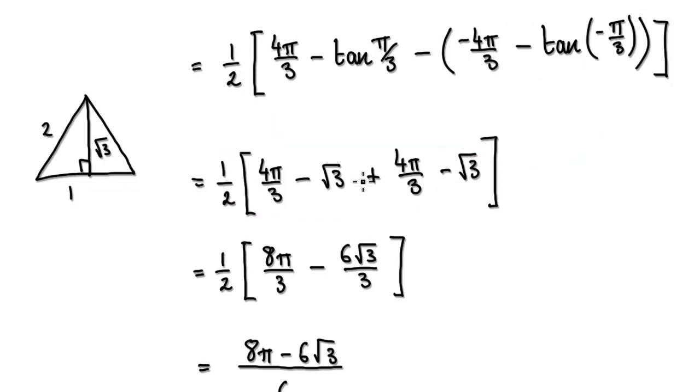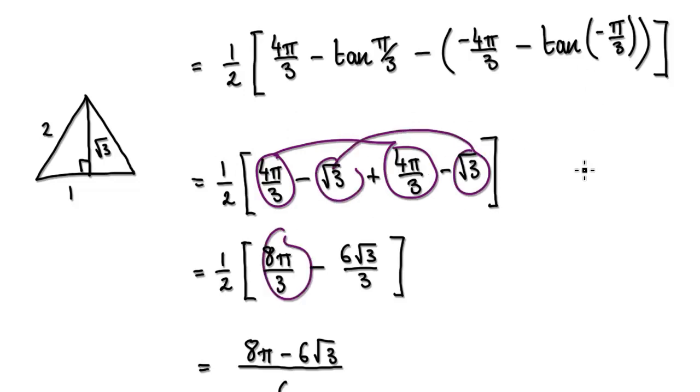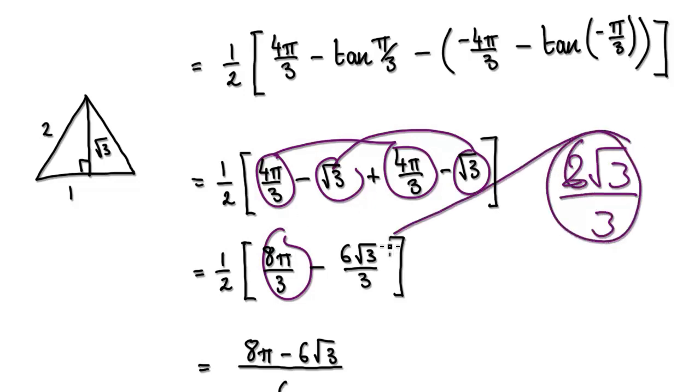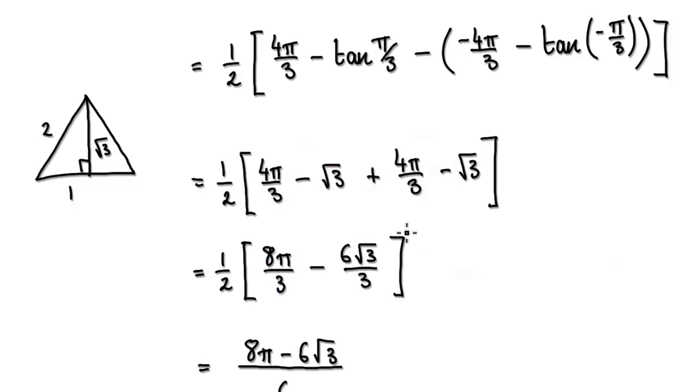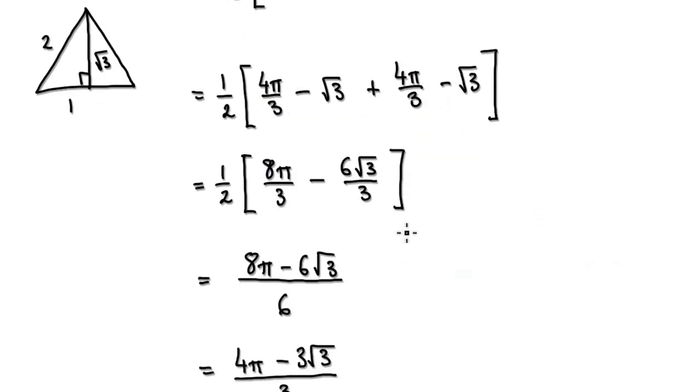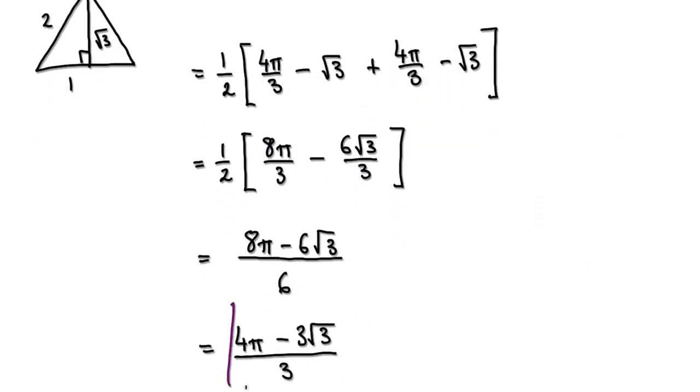Now merging these two together will give us this, and then this will be 2 root 3, but I want the denominator of 3, so that would be 6. So this thing here will then give us this. And the final answer is given by this. So that area is given by this. Okay.